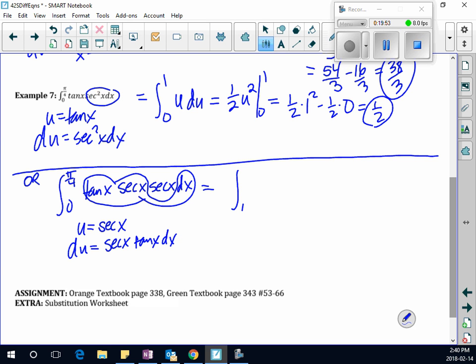And then secant of pi over 4 is 2 over root 2. It's not the best way, but I want to show you an alternate way just in case you ever have to think about this. So then you get u du. So this would be 1/2 u squared from 1 to 2 over root 2.